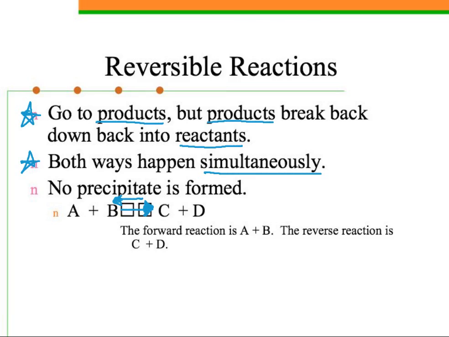We still have the same definitions as before. This is always the product side. This is always the reactant side. So we can say the reactants form products in the forward reaction, and the products break down into reactants in the reverse reaction.